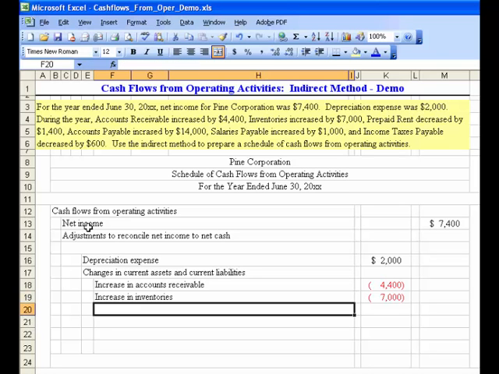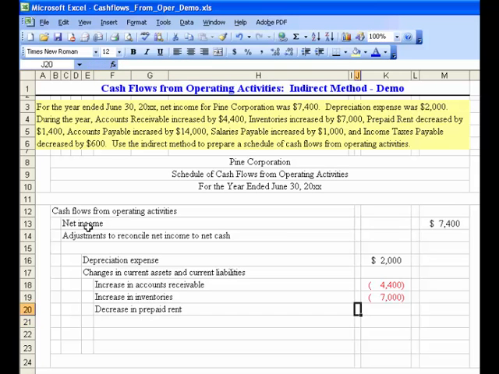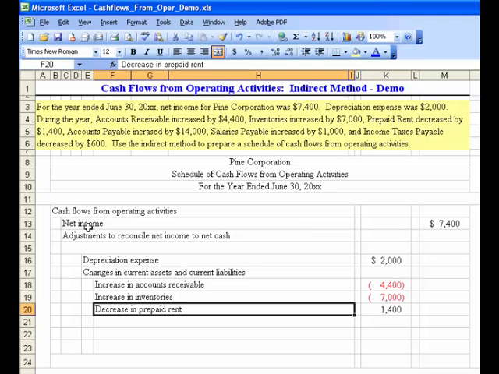Next, we had a prepaid rent. It decreased by $1,400. So we have a decrease in prepaid rent, and a decrease in an asset indicates that all other things being the same, we must have taken in more cash when we start from a net income position. So in this case, decrease in prepaid rent in going from net income to net cash implies that we have a $1,400 positive adjustment.